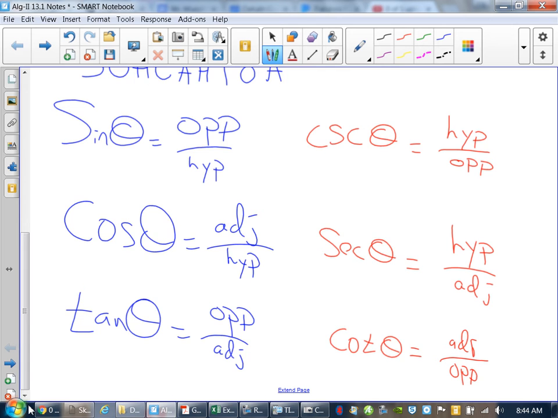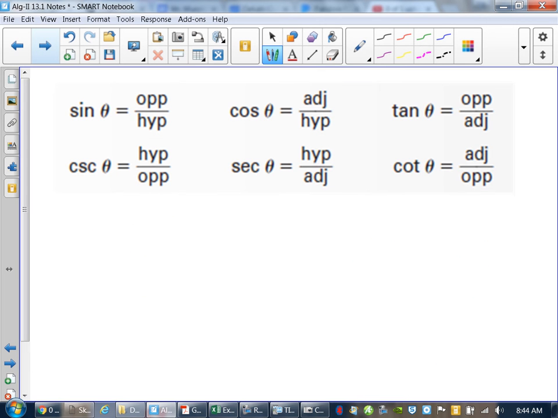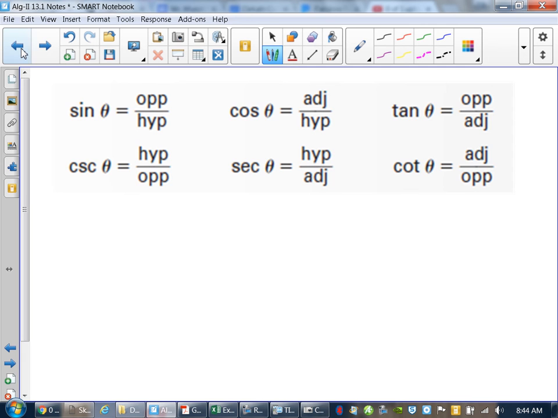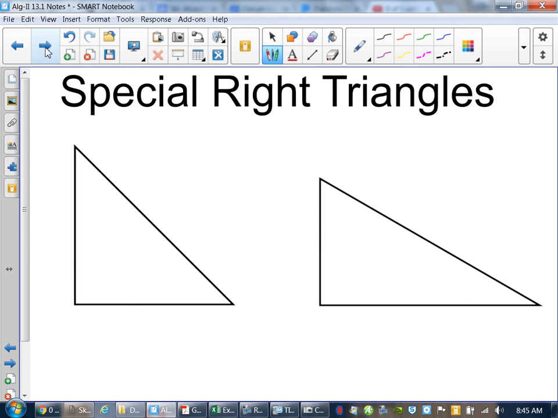So we have all these, nothing fancy, which allows us to go to the next part, the specials. Two special right triangles. What's one of them? 45. You have your 45, 45, 90, and your 30, 60, 90.